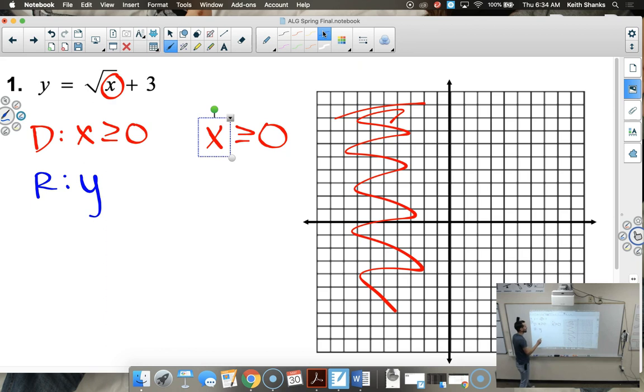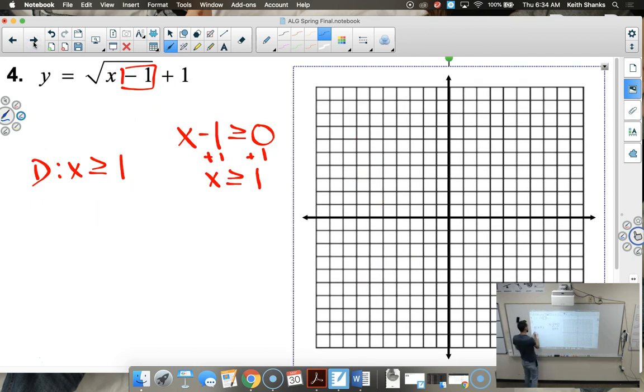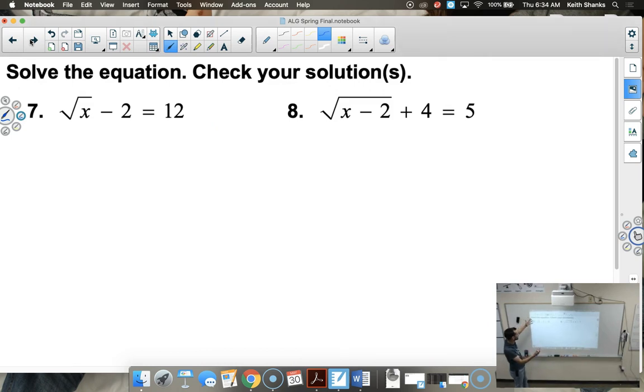Okay. The range, also kind of simply, y is going to be greater than or equal to this number, which tells you your value. The lowest it's going to be, because the lowest the square root can be is 0, the lowest y will be is 3. All right? So you get your range really simply. Again, I can look at this one. Range, y is greater than or equal to 1.